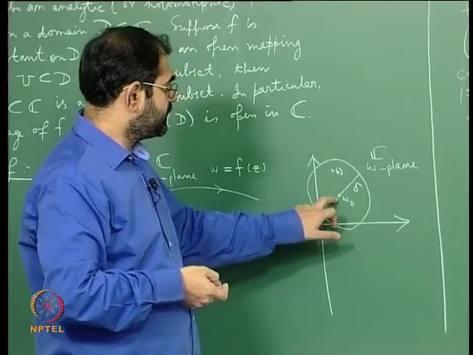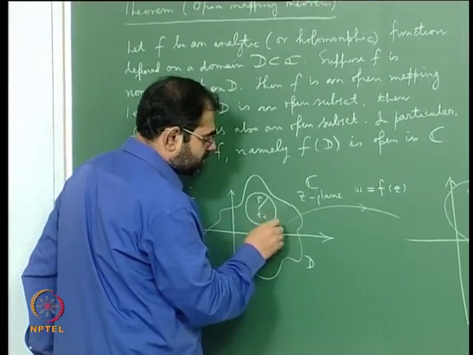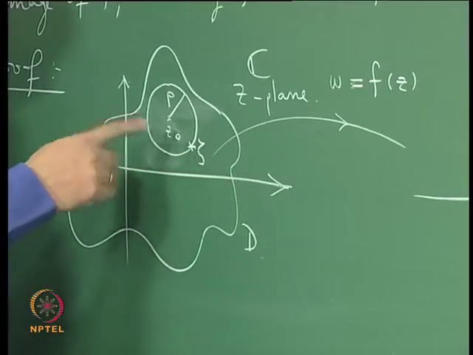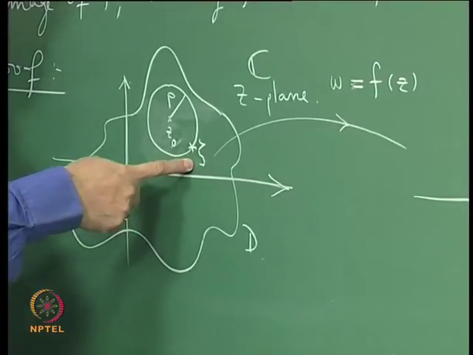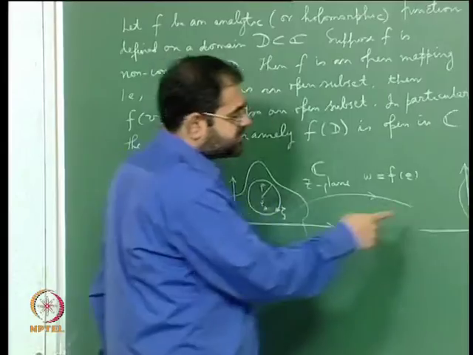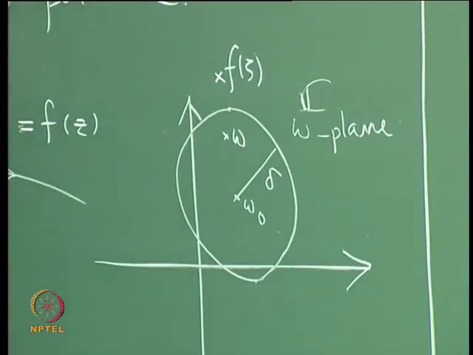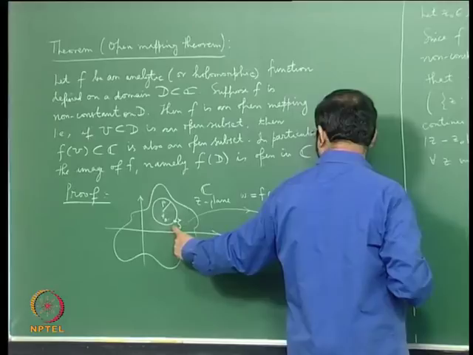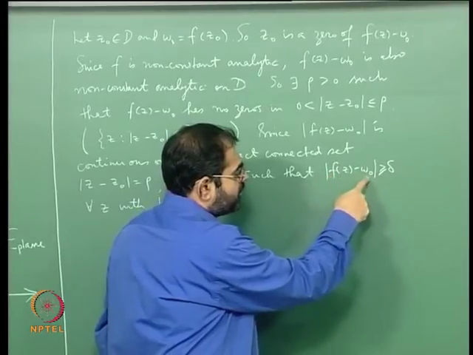What you must understand is that if you start with a point zeta on the boundary circle, then the modulus of f of z minus w naught at zeta, which is mod f zeta minus w naught, is greater than or equal to delta. That will tell you that f zeta is going to lie outside. The assumption is that for points on the boundary circle, the function value minus w naught in modulus is greater than or equal to delta.